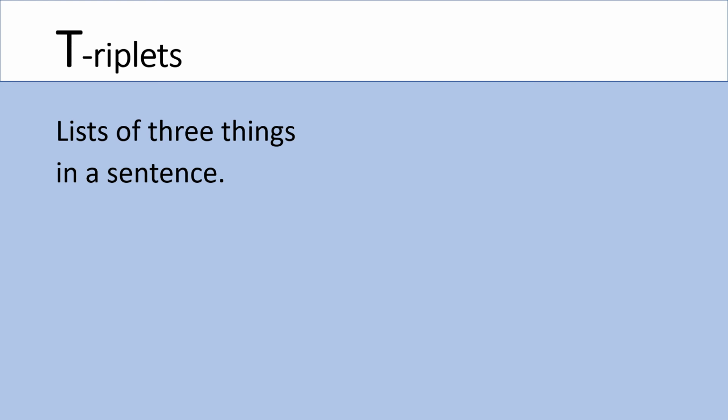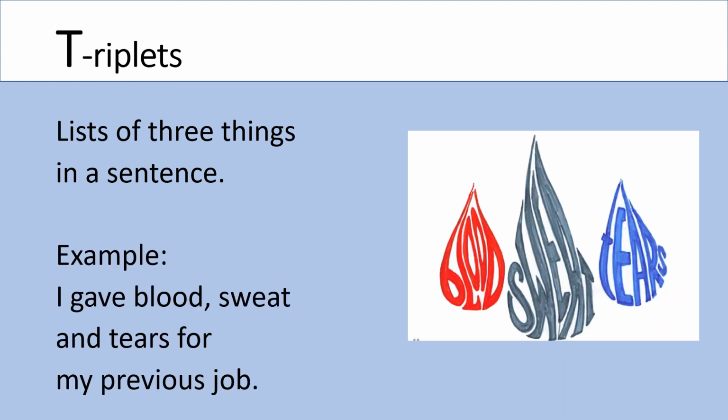Triplets, also known as the rule of 3 or threes. This is just when you list 3 things together in a sentence for emphasis or effect. So for example, I gave blood, sweat, and tears for my previous job. Similar to alliteration, it reads nicely and gives, as I said, an emphasis to the point you're trying to make with those 3 words. So those are some of our persuasive language techniques.